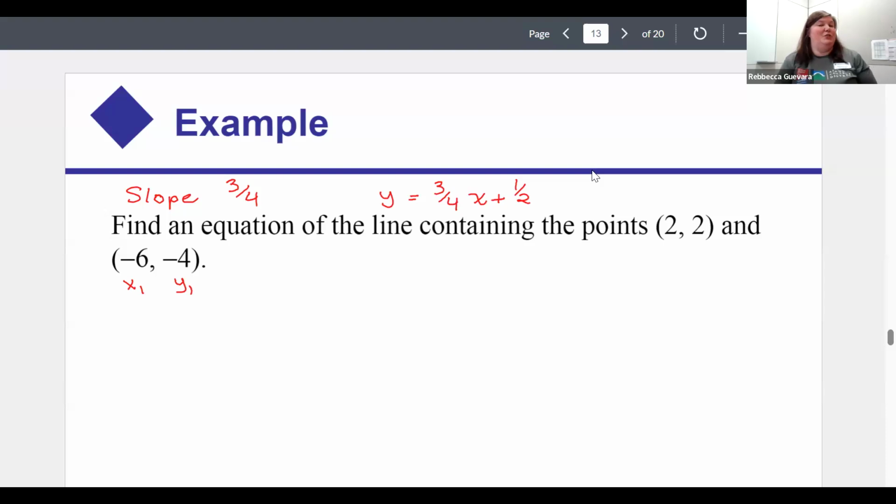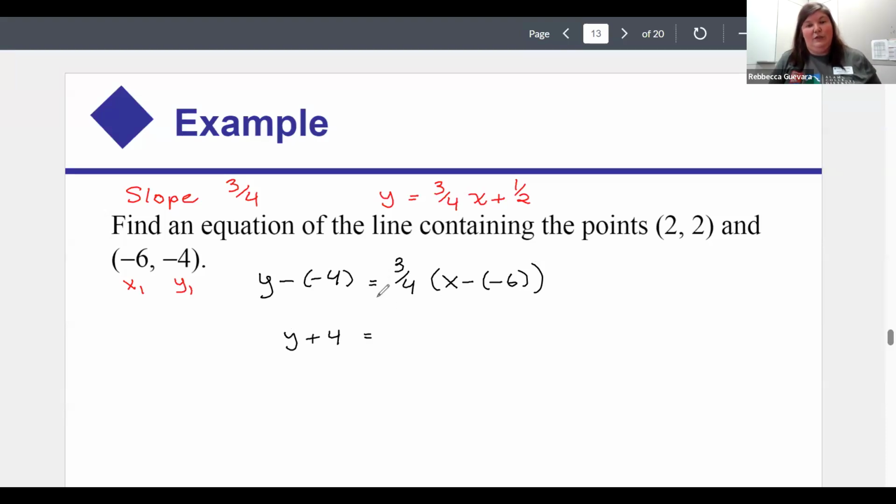Okay, and then I promised to do this the other way. So let's say instead of using 2, 2 as my x1, y1, I use -6, -4. It's just going to quickly show us what would happen. So we would have y minus y1, so y minus -4, equals, my slope is still 3/4, times x minus my x1, which is -6, so minus -6. So initially it looks like you're not getting the same equation, but let me solve for y.